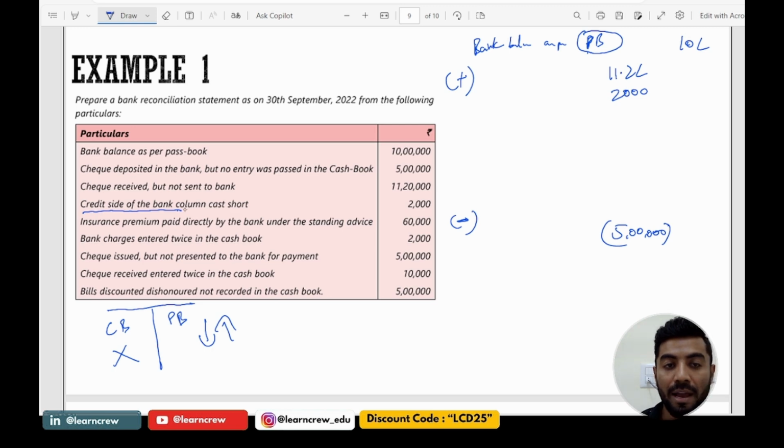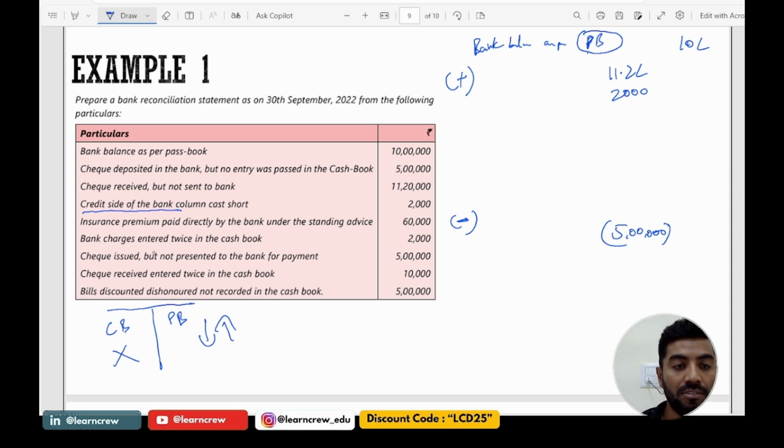Credit side of the bank column, okay? You need to understand the credit side of the bank column is nothing but withdrawals. If withdrawals are less, which means the cash balance will be more. If the cash balance is more in the cash book, the passbook will be less. Passbook is less, to make it equal, we need to add. So we are adding 2000.